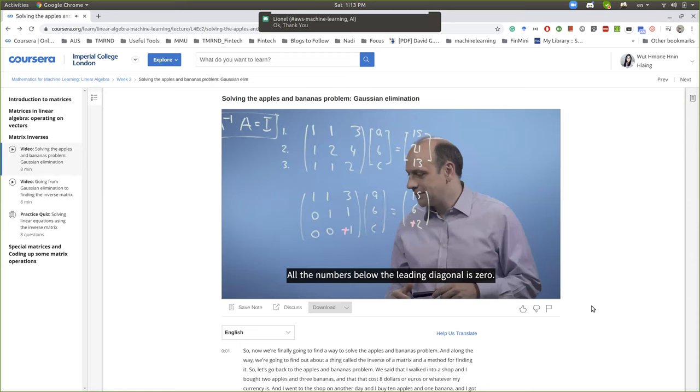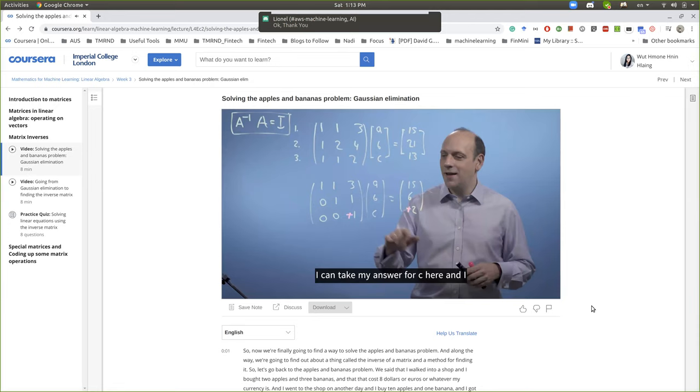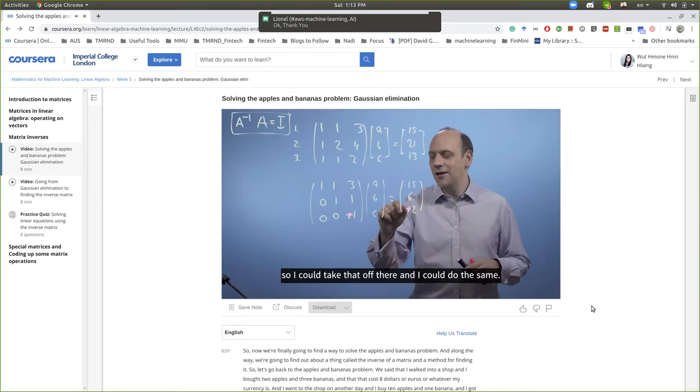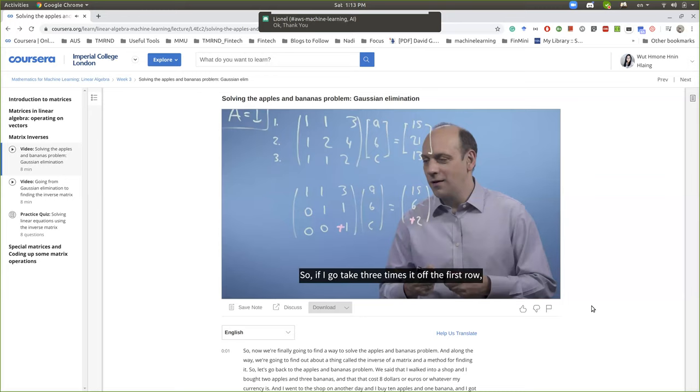I can take my answer for C here, and I can put my answer for C back into the first two rows. So if I take 1C equals 2, I know that 1 times C here is 2 here, so I can take that off there. And I can do the same, I can take 3 times that off the first row. So if I go and take 3 times it off the first row, I'm going to get 1, 1, 0, A, B, C.